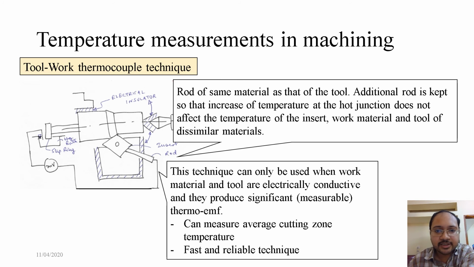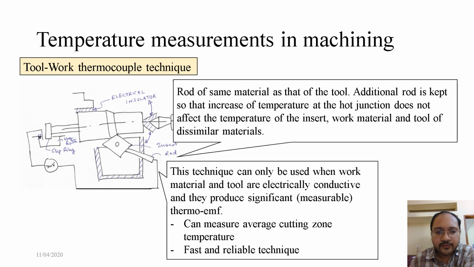One of the popular methods used is the tool work thermocouple technique. As the name suggests, this method uses a thermocouple to measure the relative temperature at the junctions in terms of voltage that is expressed in millivolts. Two dissimilar metals, but electrically conductive, are used in this method, which forms a hot junction and a relatively cold junction, so that the difference can register a change in the voltage, also called thermo EMF, which is further calibrated against temperature values.